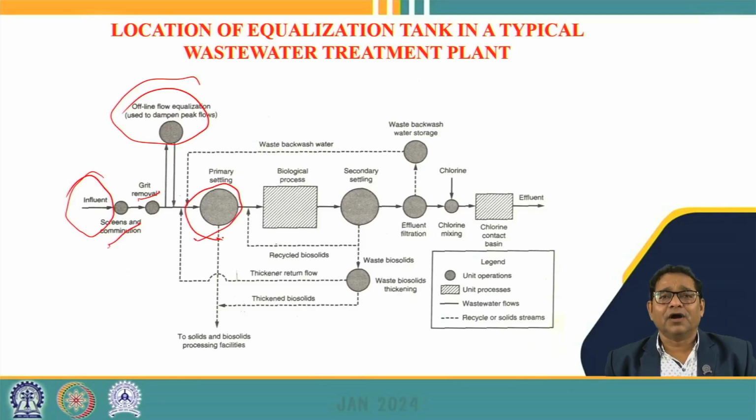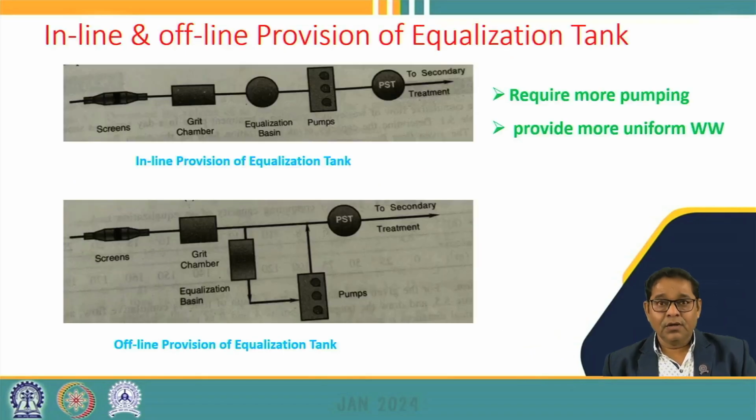This is required because from this point onwards, whatever systems are designed, they are designed for a particular flow rate and a uniform composition. So the equalization tank becomes very essential in a wastewater treatment plant in order to get a uniform composition and uniform flow rate, so that the next unit treatment systems proposed in the plant can be designed for that particular flow rate.